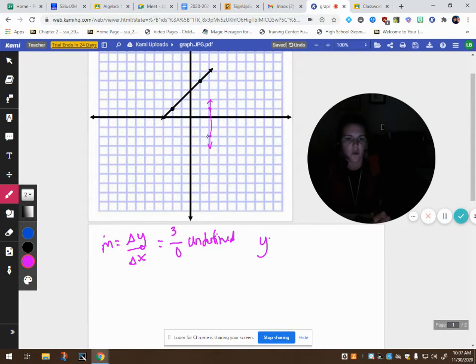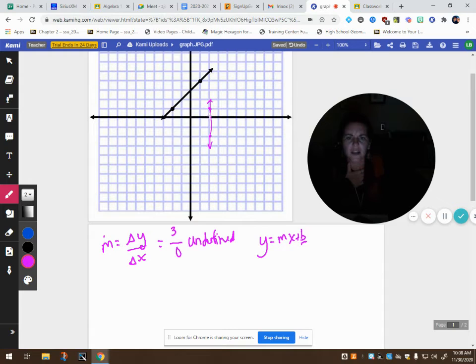So if we think about y equals mx plus b, we can't write undefined for m. That doesn't work. So how do I write an equation? Well, the other part of this is the b, the y-intercept. Where is this line going to cross the y-axis? It's never, ever, ever going to cross my y-axis, is it? So there is no y-intercept. So how do I write an equation of this line?